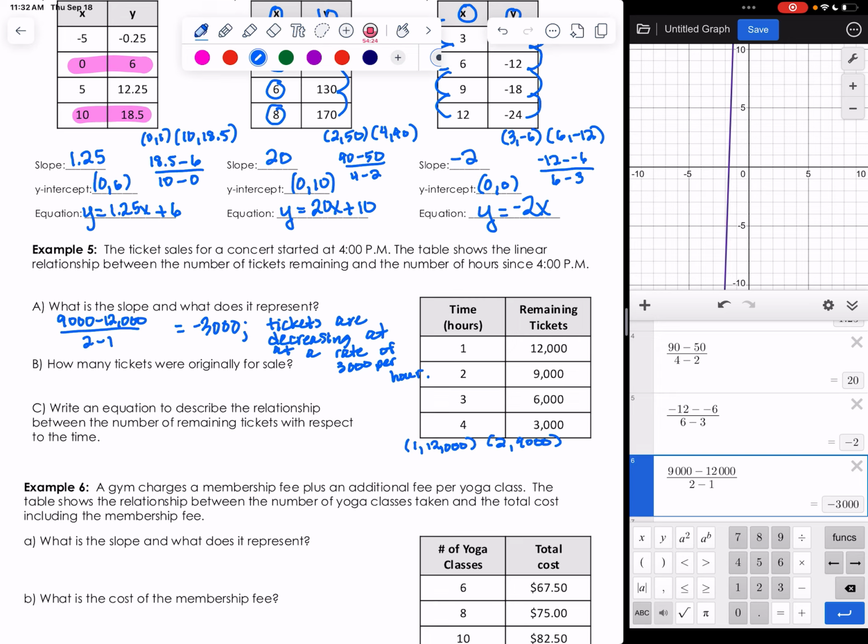Now, they want to know how many tickets were originally for sale. So when the time was 0. So if we go backwards, 4 to 3, back 1 would be 2, minus 1 would be 1, minus 1 would be 0. So now we start at 3,000.